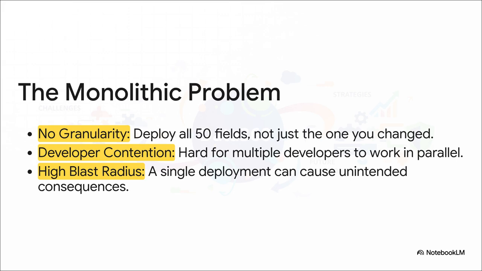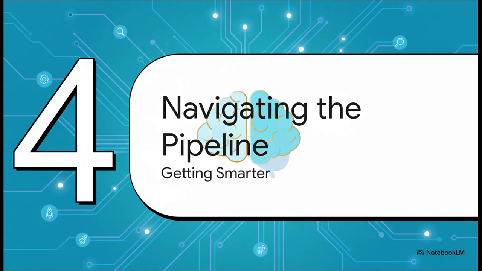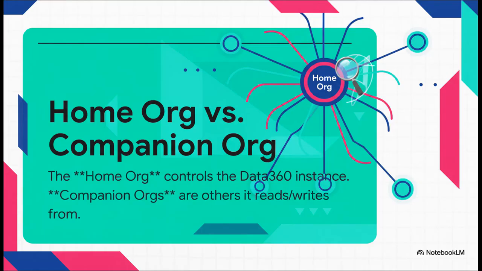A single deployment can pull in old stuff, new stuff, half-finished stuff, and you end up with all these unintended consequences. It's just messy. So because of all that ugliness, you can't just wing it. You really have to get smart and strategic about how you set things up. This is all about navigating the pipeline. And that strategy starts with understanding some new vocabulary.